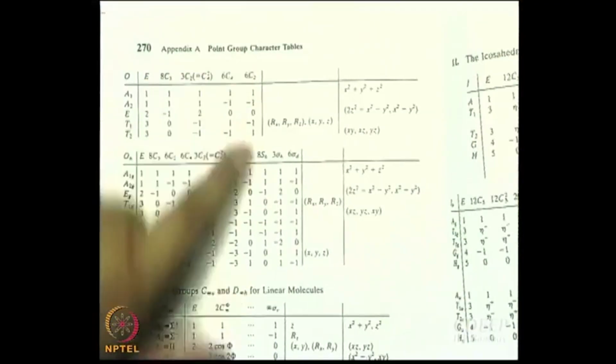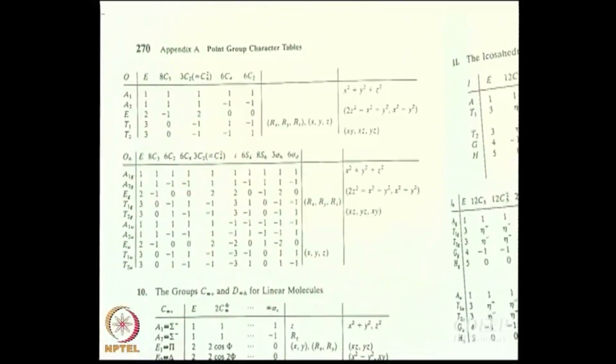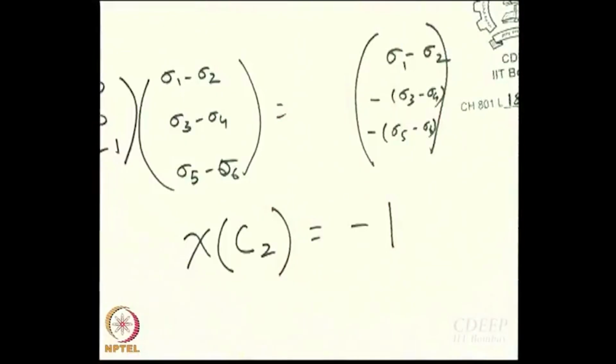So see, we got minus 1. What happens when you apply C4? You work it out, you will get character of 1. When you apply C2, you will get character of minus 1. Okay. So you can satisfy yourself that these 3 actually belong to T1. So what we have learned then is how to generate SLCs for irreducible representations of a higher dimensionality, and while doing that we have learned how to use the group-subgroup relationship.